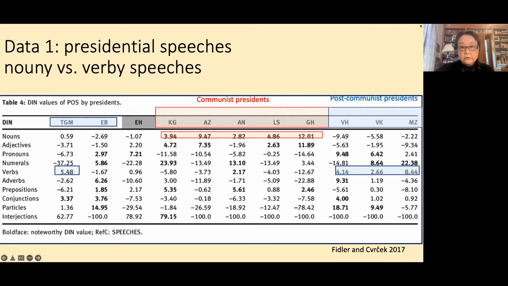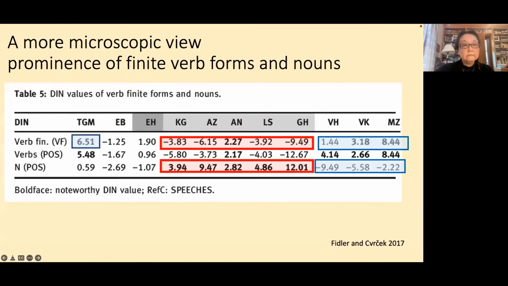So I would like to show you this picture, a more microscopic view, the prominence of finite verb forms, conjugated forms, and nouns. Here you see the first row is the finite verb forms, and the communist leaders are very, very low in prominence for finite verb forms. And they're consistently strong and prominent on the noun side.